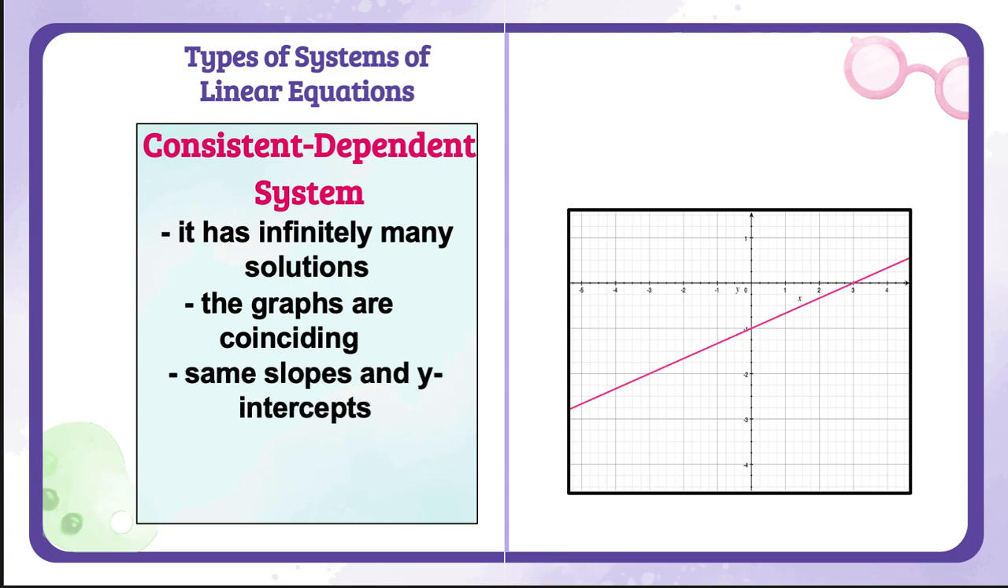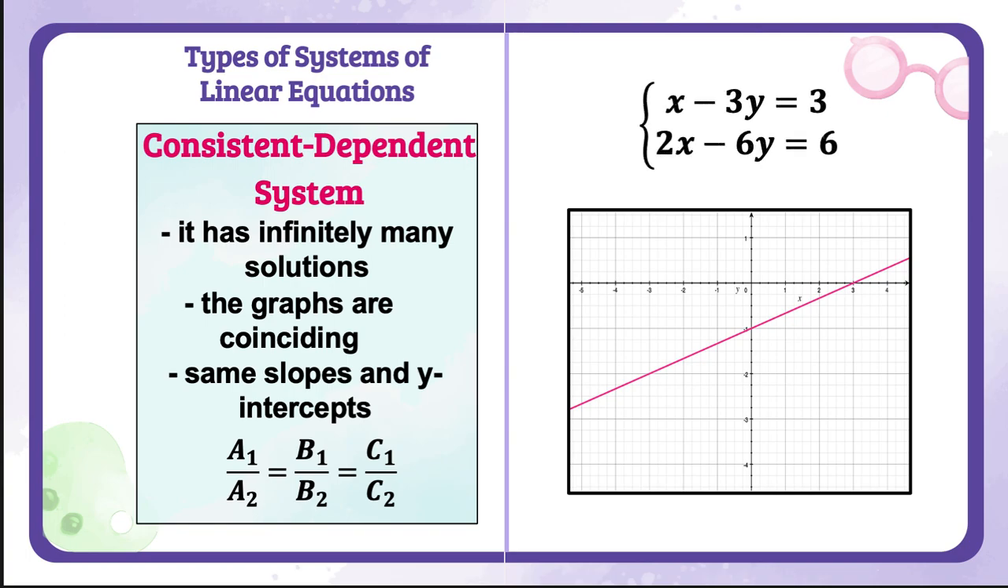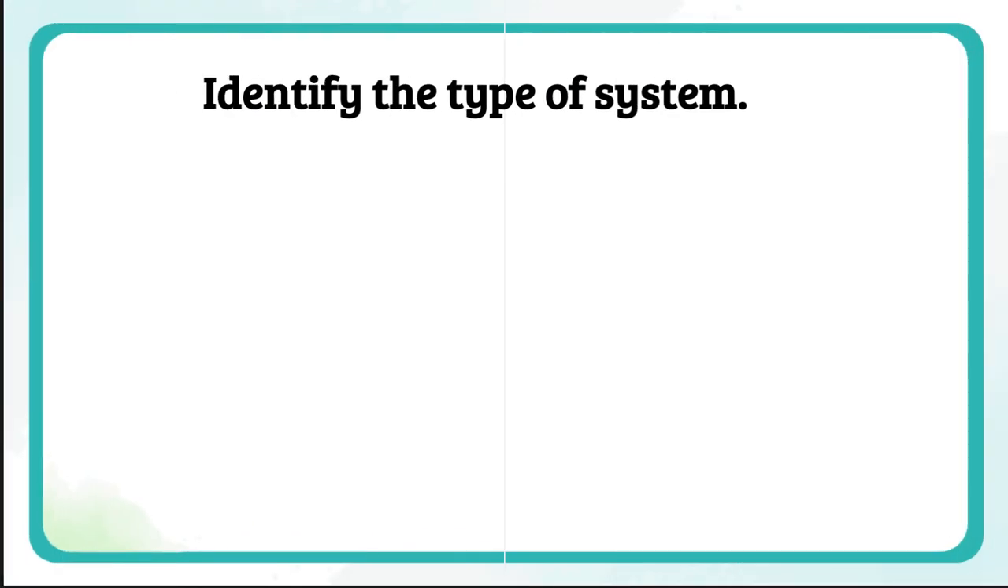So here we have the same slopes and y-intercepts, and if we get the quotients of all the numerical coefficients, they are all equal. One example would be the system x minus 3y equals 3, and 2x minus 6y is equal to 6. If I'm going to graph it, it will look like this. As you can see, you will just notice one line because they overlap. That's why you cannot see the other line, because they coincide.